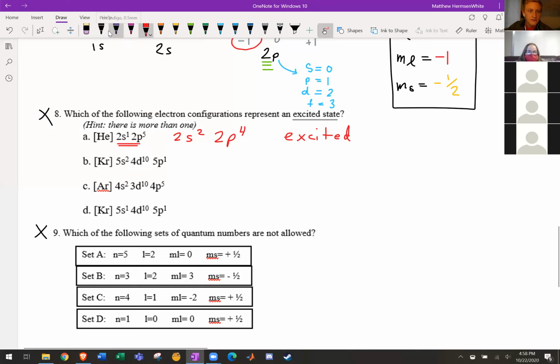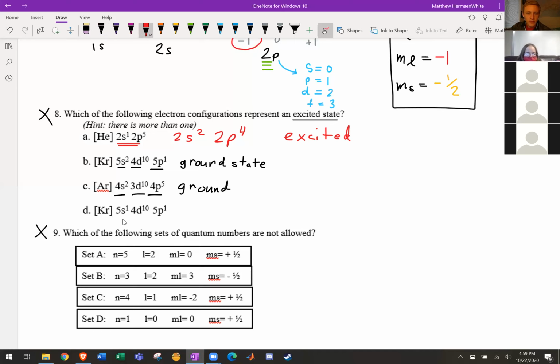Looking at the next one, we have 5s2, 4d10, 5p1. That's the correct sequence. So this one is ground state. For C, we have 4s2, 3d10, 4p5. Once again, that's the correct sequence. Nothing looks off there. So this one's ground.